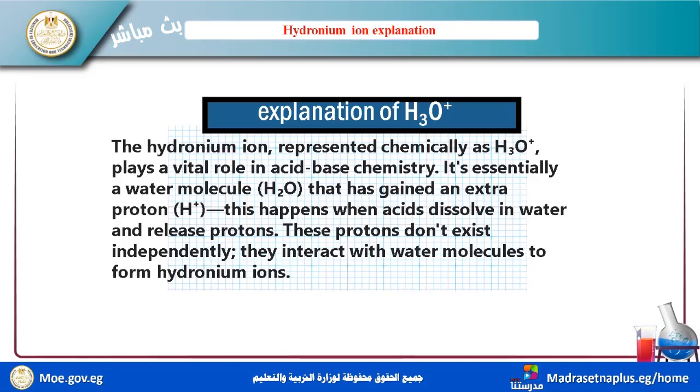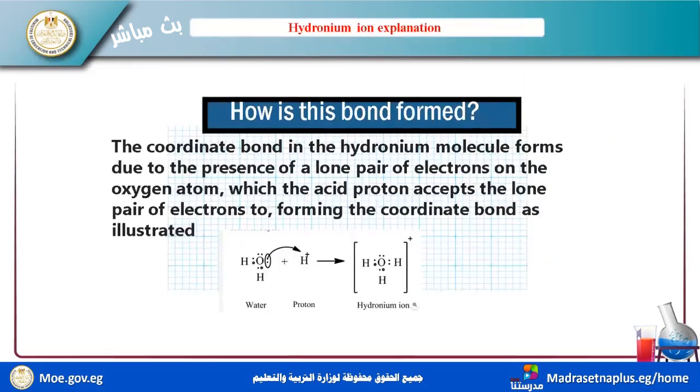Hydronium ion is not a stable compound. It may dissociate into H positive and H2O. How is the bond formed? As I illustrated before, the formation of the coordinate bond in the hydronium molecule forms by the sharing of 2 electrons: oxygen donates 1 lone pair, 2 electrons, to H positive. It is a proton. These coordinate bonds in the hydronium molecule form due to the presence of a lone pair of electrons on the oxygen atom.